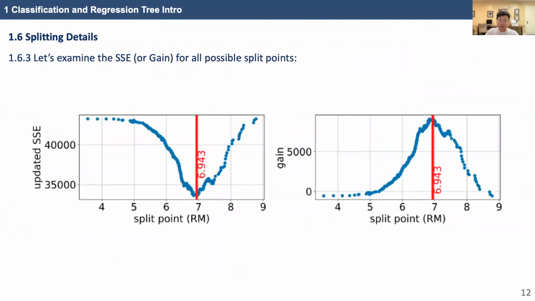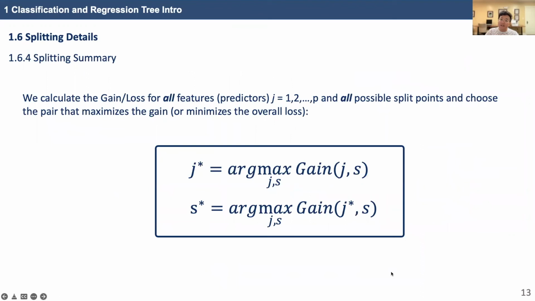These two figures show how the updated SSE and gain change with respect to different splitting points for the RM predictor. So here's the splitting summary. For each iteration, we calculate the gain or loss for each feature and each possible split point, and choose the pair that maximizes the gain or minimizes the overall loss. J star here is the feature that maximizes the gain, and s star is the split point that maximizes the gain given J star.